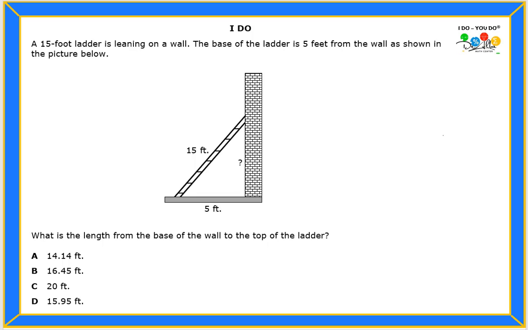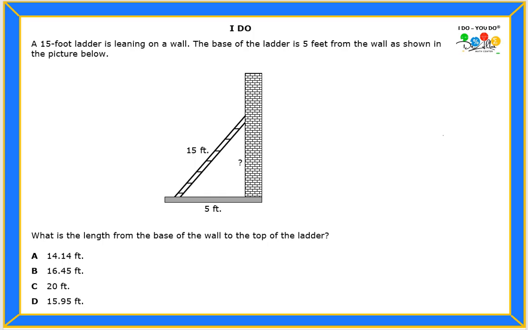Hello students, let's read the problem. It says, a 15-foot ladder is leaning on a wall. The base of the ladder is 5 feet from the wall as shown in the picture. What is the length from the base of the wall to the top of the ladder?